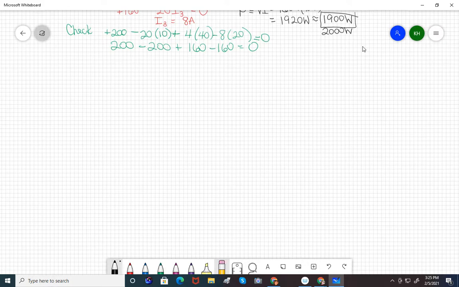Let me check and make sure I know. This is problem 54 out of your textbook. Okay, and 54 looks like this. We have a resistor. We have a battery.